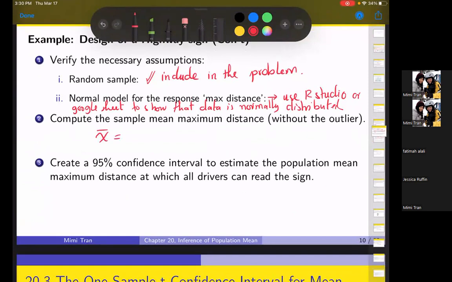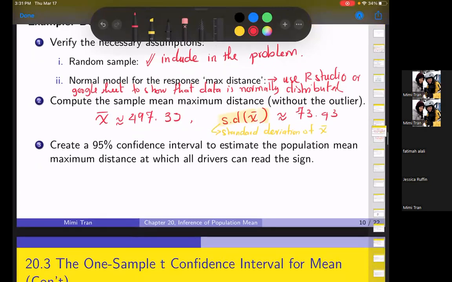X bar is, I forgot what it was, 497.33. And then, I know it doesn't ask for the standard deviation, but we need it. By the way, that's the standard deviation of the sample, which is 73.43. I would have said approximately, not exactly equal. On your homework, it's going to ask you a similar question like this. You can use Google Sheet.